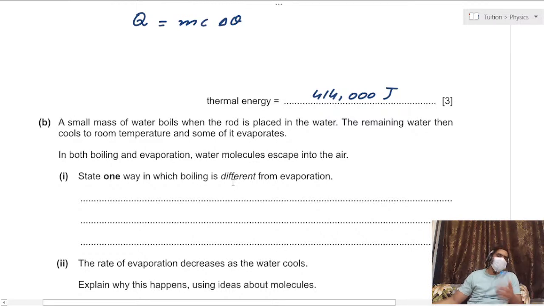All right. Anyway, the next part, B part 1, says: state one way in which boiling is different from evaporation. Yes, anyone who would like to answer that? I'll be looking at the chat box. Anyone who can state one difference between, no, Ibrahim Beta, that is not included.